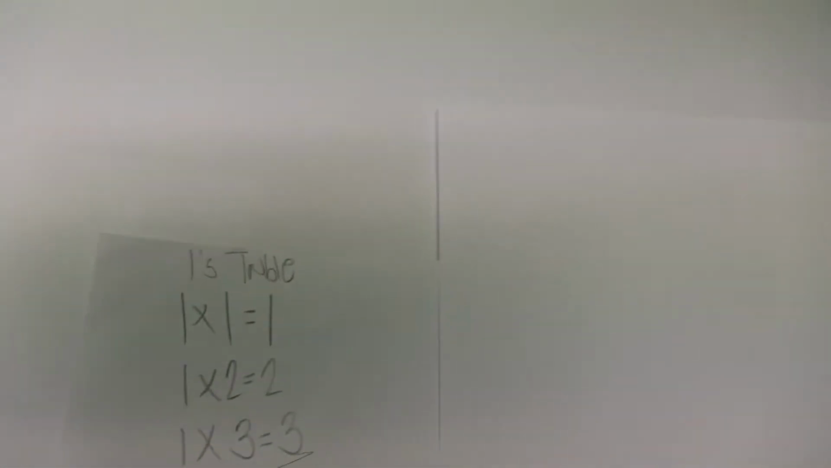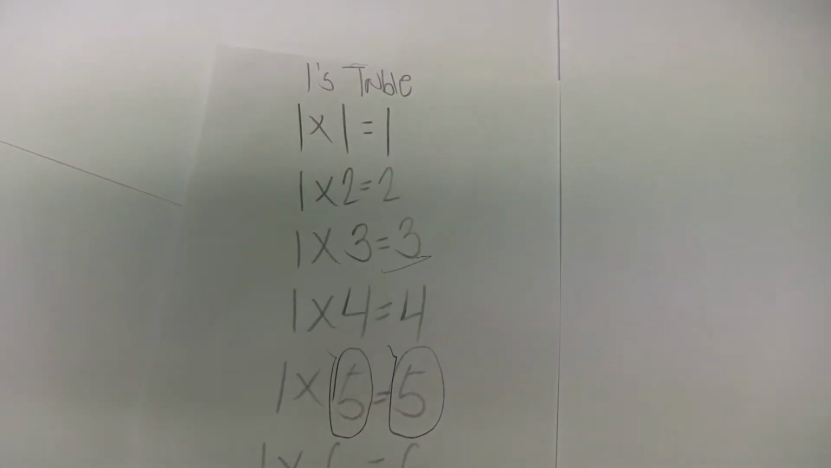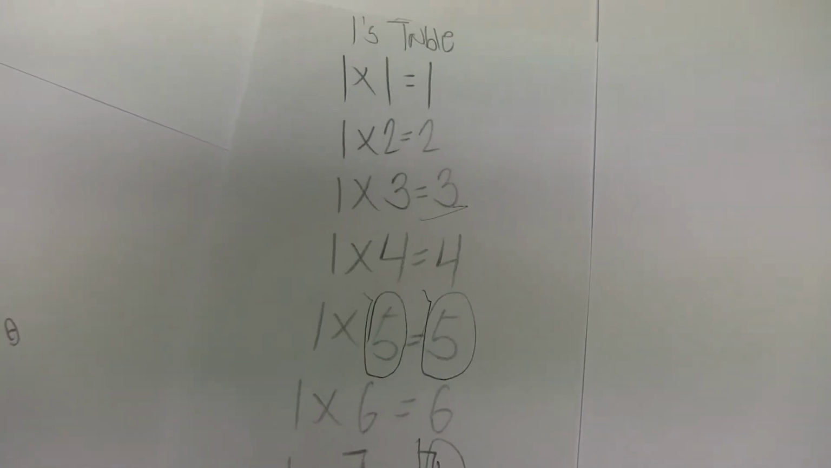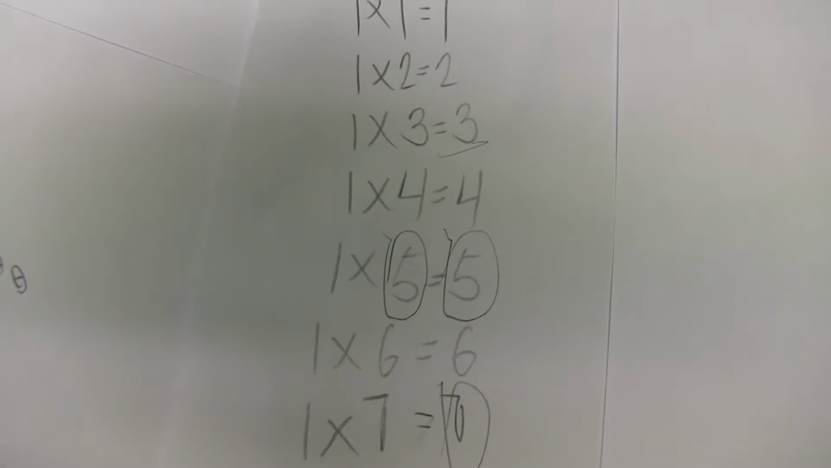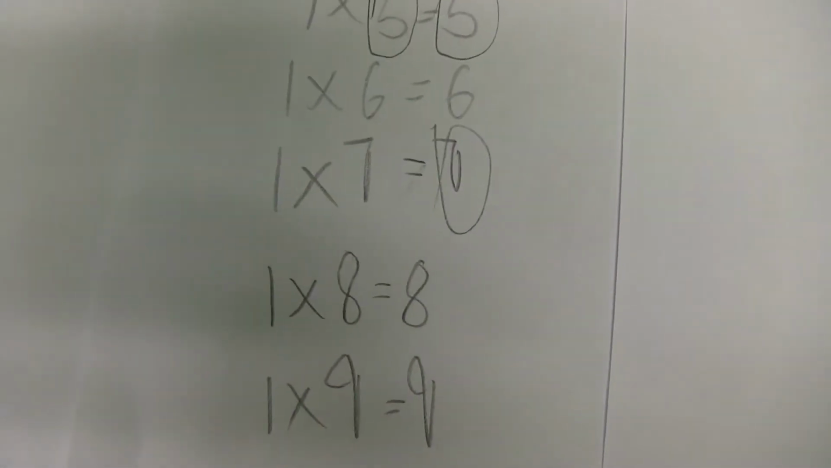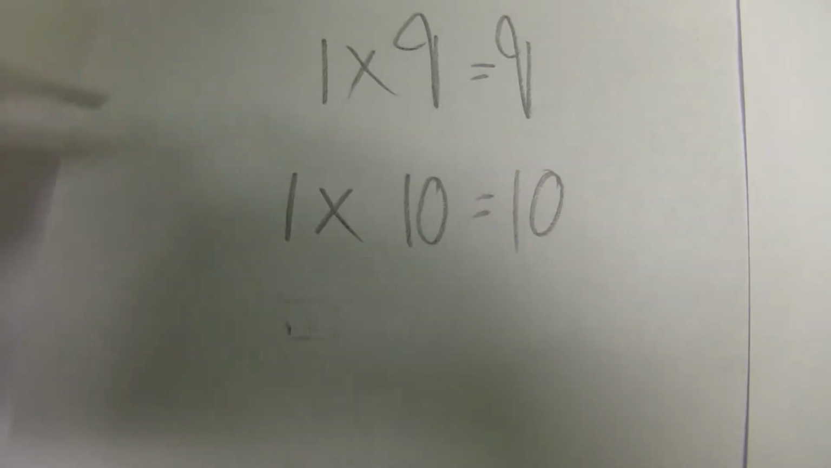So that's the 1 times table. 1 times 1 is 1. 1 times 2 is 2. 1 times 3 is 3. 1 times 4 is 4. 1 times 5 is 5. And 1 times 6 is 6. 1 times 7 is 7. 1 times 8 is 8. 1 times 9 is 9. And 1 times 10 equals 10.